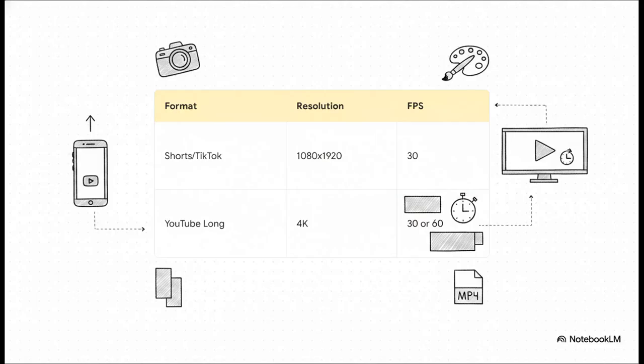When your masterpiece is finally ready, you need the right export settings to keep it looking pristine. Aiming for YouTube Shorts or TikTok? Go with the 1080 by 1920 resolution at 30 frames per second, around 10 to 20 Mbps. But for long-form YouTube videos, you want to push that all the way up to a stunning 4K resolution at 30 or 60 frames per second in an MP4 format.